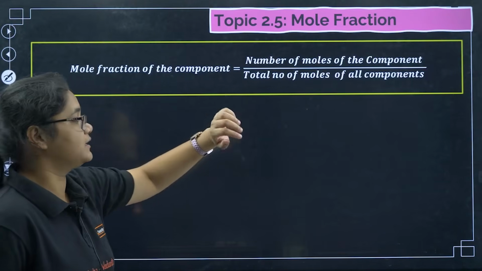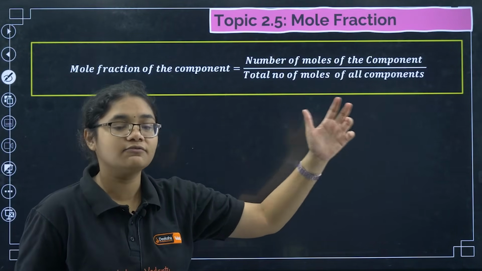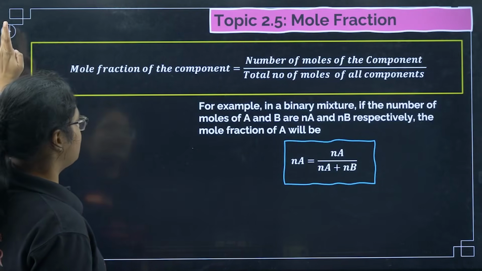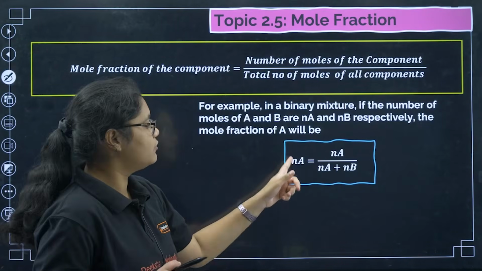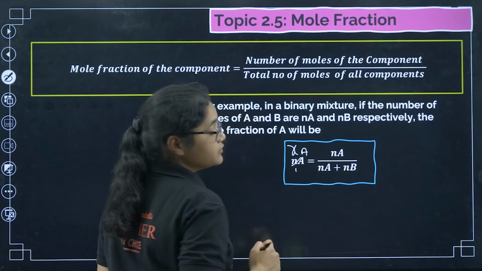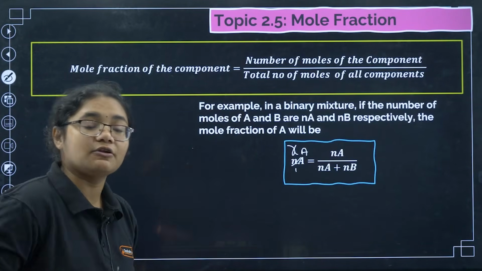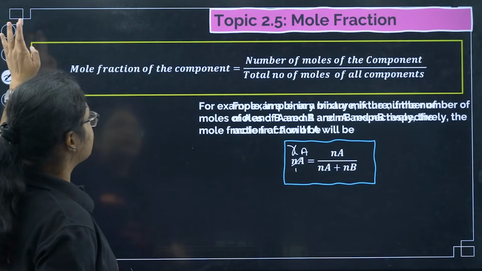Mole fraction is the number of moles of the component divided by the total number of moles of all the components. So if I have an example here, if there is a binary mixture A and B, then the mole fraction of A will be number of moles of A divided by number of moles of A plus number of moles of B. Okay, moving to the next one.